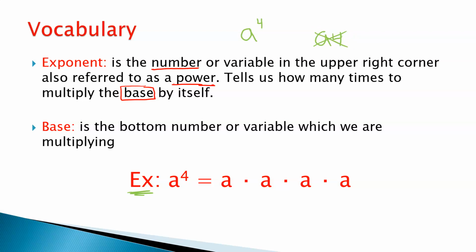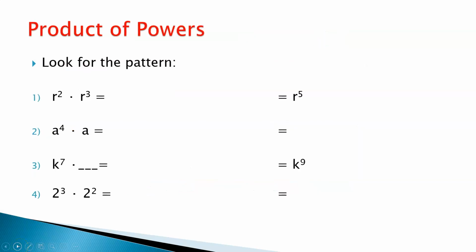So again, the base is that bottom number or variable. So here I have a to the fourth power. And again, what does that mean if I expanded it out? Well, a to the fourth power means we multiply a times a times a times a, 4 times. Obviously, these are variables, right? A is a variable. I can't actually multiply that like 2 to the fifth power. So a times a times a times a is another way to write a to the fourth power. Please be careful. We never multiply a base with an exponent. That is a very common mistake. Please never multiply a base times an exponent.